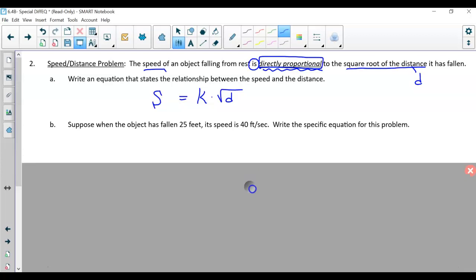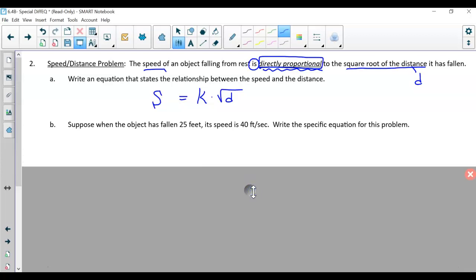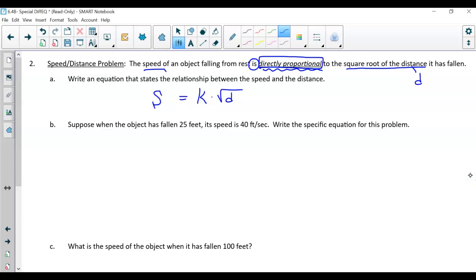If I had a particular speed and a particular distance, I can calculate that k value, all right? And I'm not going to waste time to do that in this problem. We're going to move on because the main point is you need to be able to write your direct variation equation. And then from there, we are going to use calculus on it.